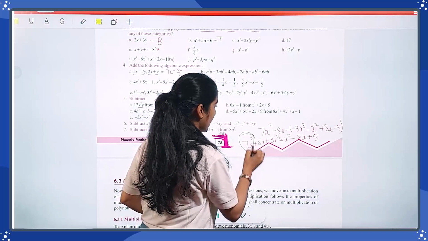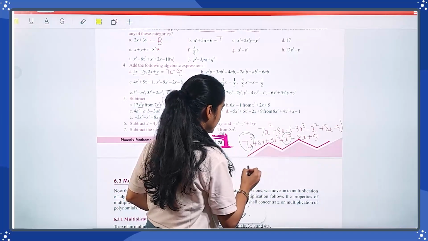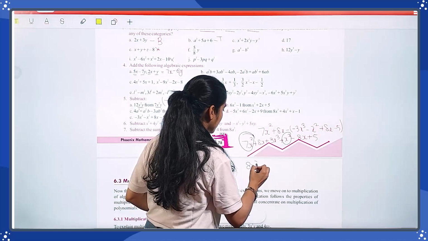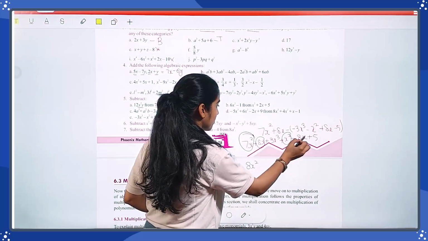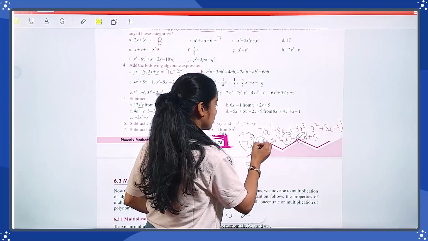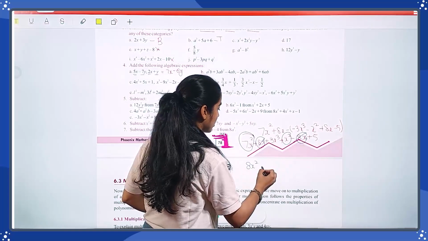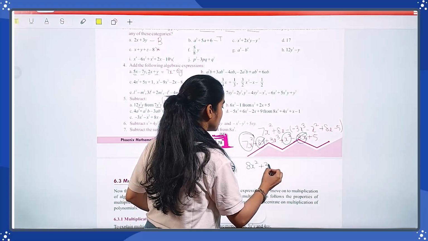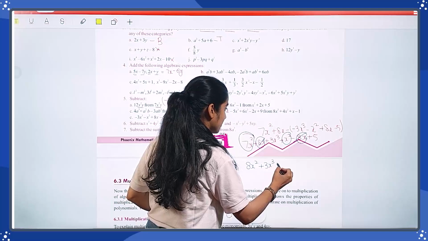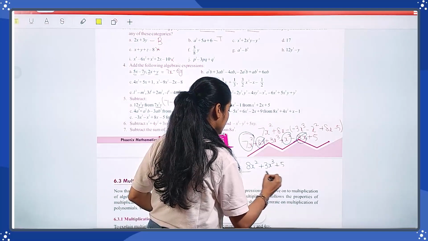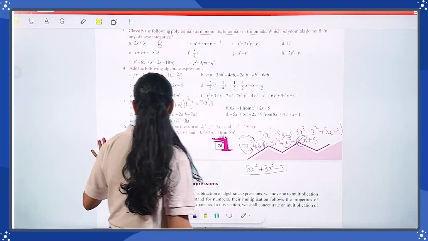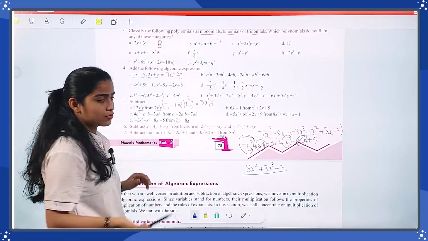7x square and x square, both are in plus, so we can write 8x square. Now 8x minus 8x, so both cancel out each other. The rest are not like terms, which means 3x cube plus 5, and this is your final answer. So question numbers 6 and 7 you have to solve in the same way.